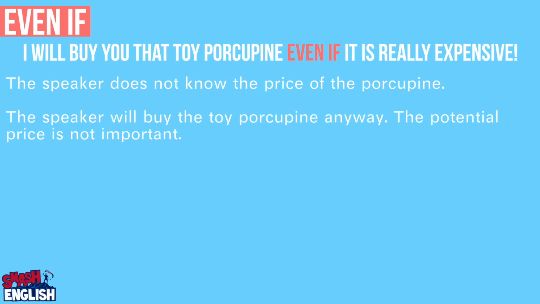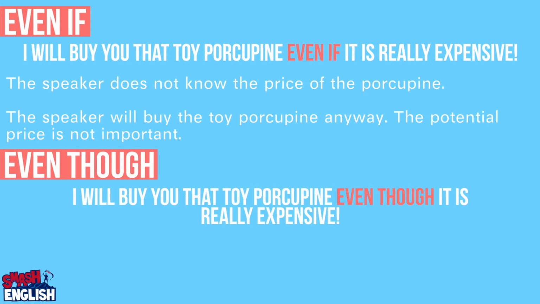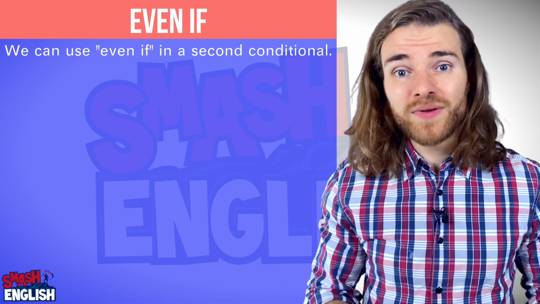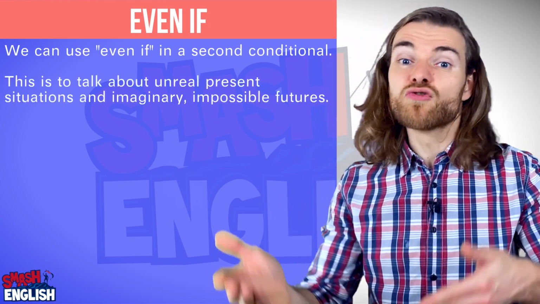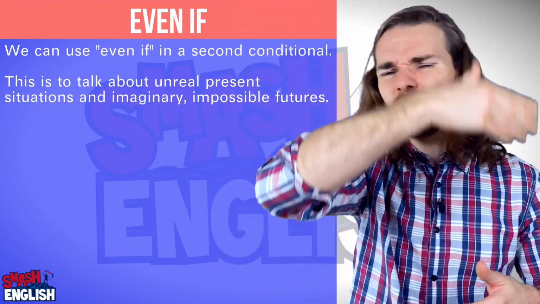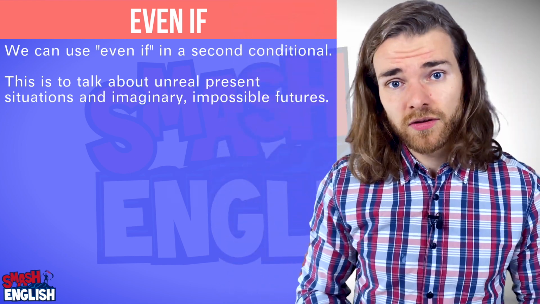There is speculation here. If we say, I will buy you that toy porcupine, even though it is really expensive, it means that we know the toy porcupine is very expensive, but we will buy it anyway. Another example is with the second conditional. We can use even if to talk about unreal present situations and also imaginary, impossible future situations.